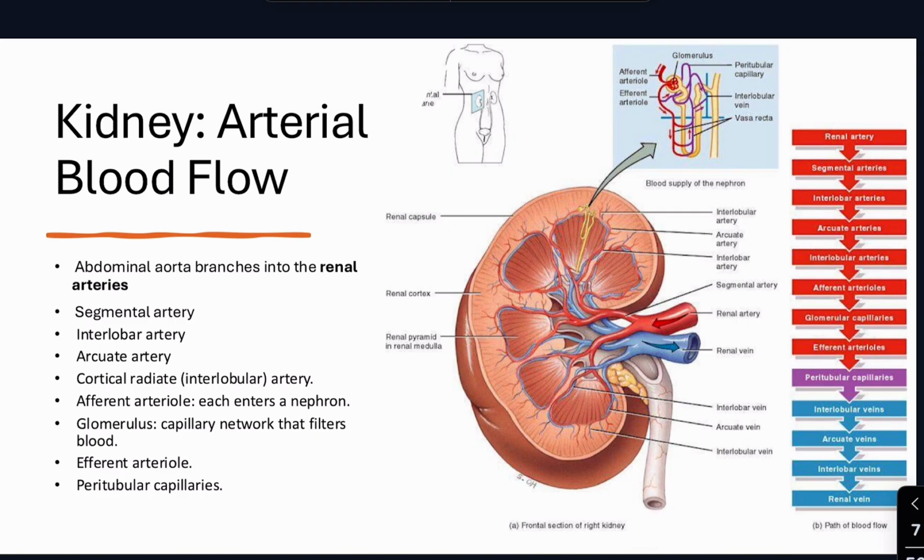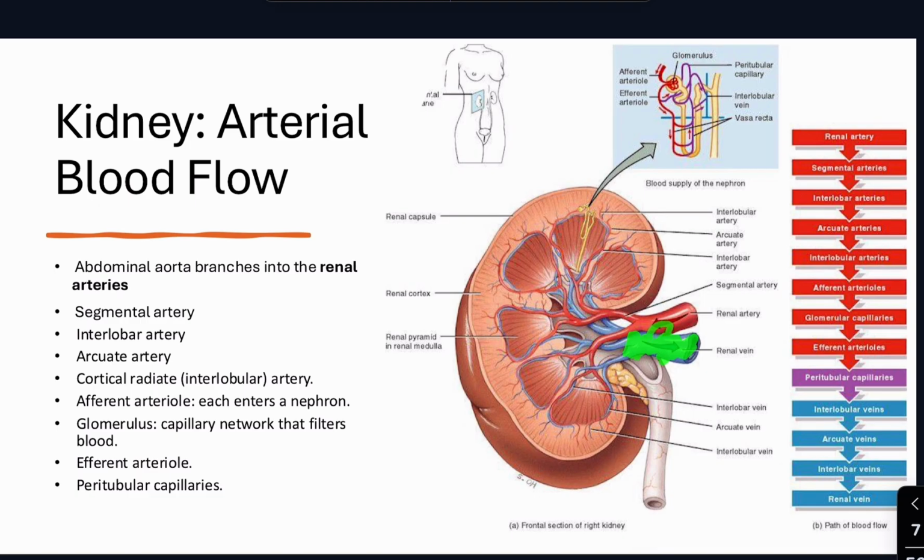From there, we are going to have our venous blood flow, right? So from our peritubular capillaries, which we see surrounding the nephron, we're going to see those differentiate into our interlobular veins, right? So we're kind of just backtracking now. Our interlobular veins will then become our arcuate veins, which we can see over here. Those arcuate veins are going to become our interlobar veins, and those interlobar veins are going to become the renal vein that we see entering into the hilum.